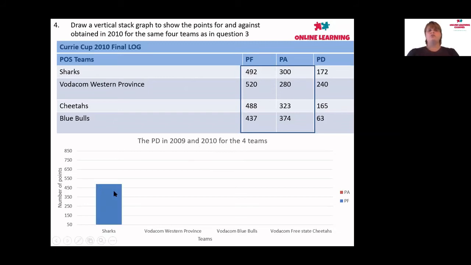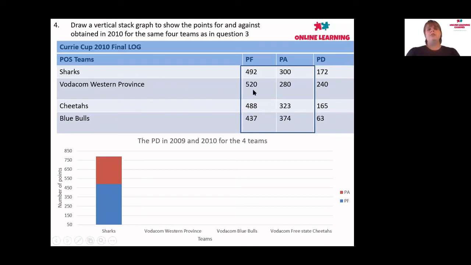There's your Sharks, 492. And then their points against was 300. So it's going to be on top, 300. So you're going to have your 492 plus the 300. And there's your vertical stack bar. Do you see the mistake I almost made? I wanted to draw it next to each other because I thought we were busy with a bar graph. A vertical stack, you have to stack the two bars on top of each other.